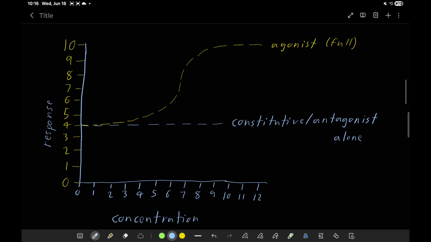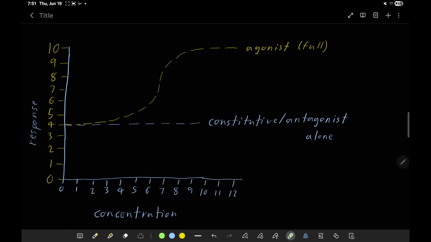So on the dose-response curve, if you add an antagonist alone, the response level is going to look the exact same as normal constitutive activity, because it's not changing your receptor's conformation and everything's just going to seem as normal. There's not going to be an observable change in terms of response.